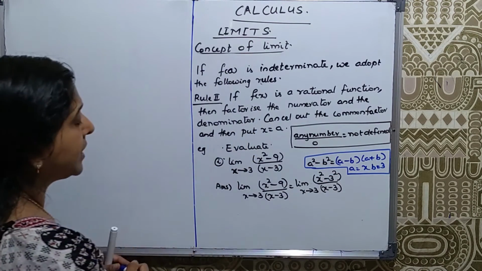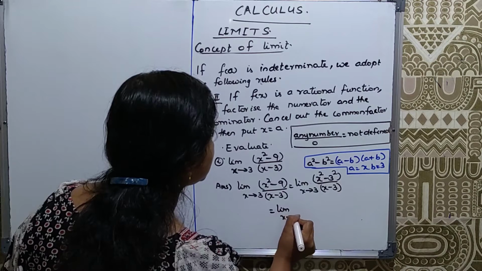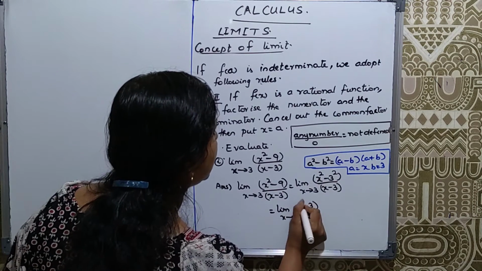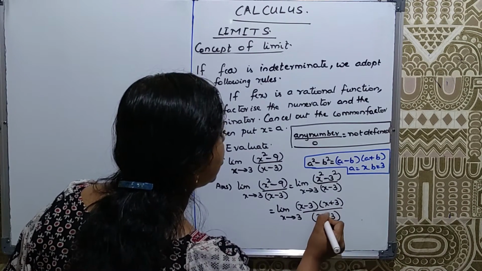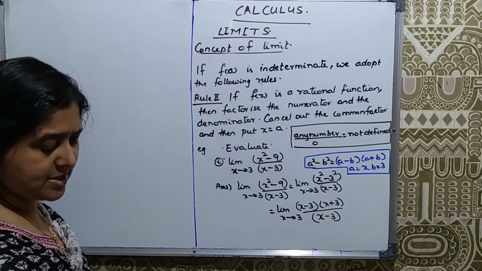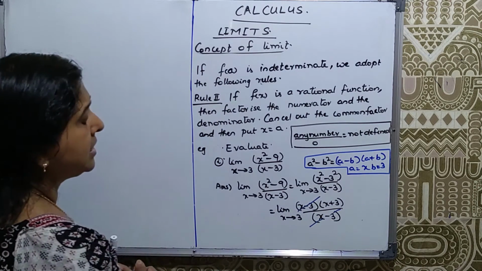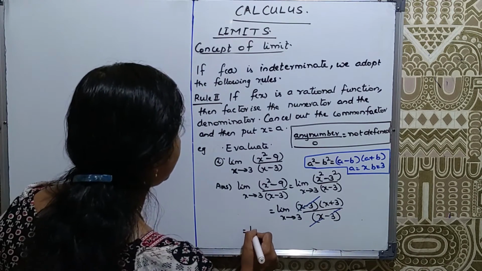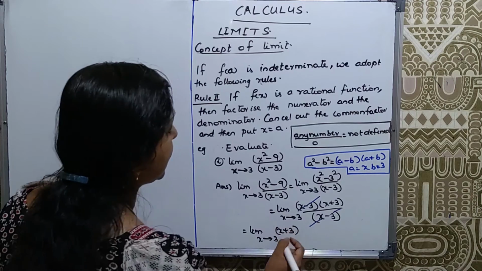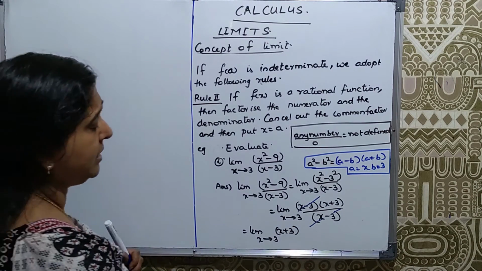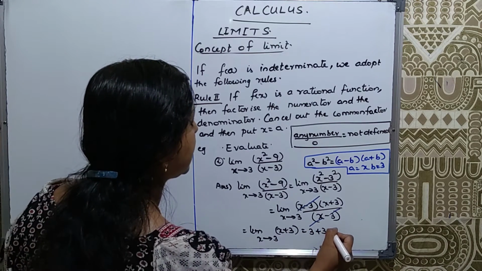So it will be equal to limit x tends to 3, x minus 3 into x plus 3 divided by x minus 3. Now you can cancel the denominator x minus 3. X minus 3 in the denominator and x minus 3 in the numerator will be cancelled. The term left out will be limit x tends to 3, x plus 3. Now the denominator became free from x minus 3, so we can substitute the value of x as 3. So we will get 3 plus 3 equal to 6.